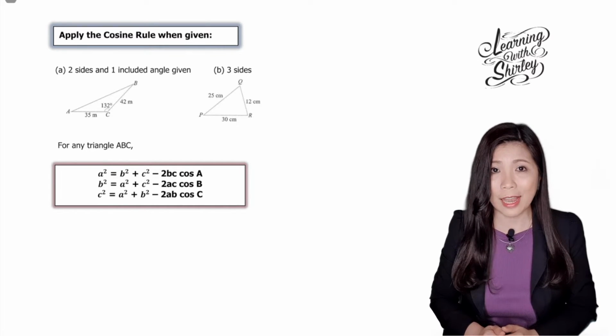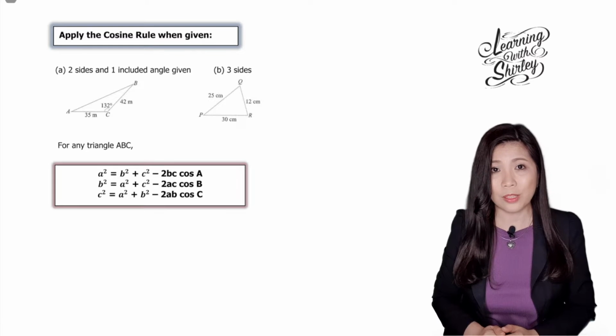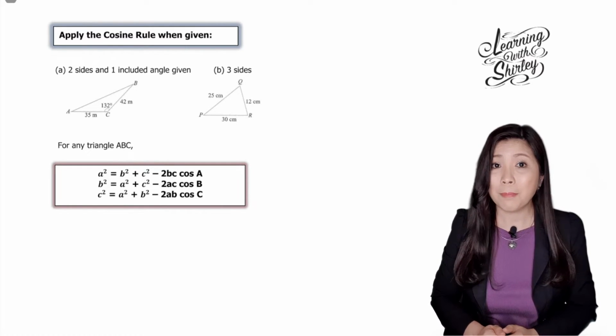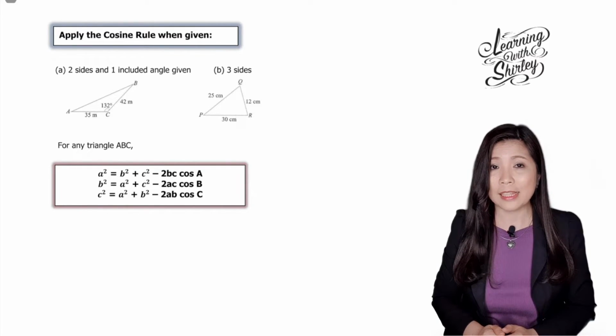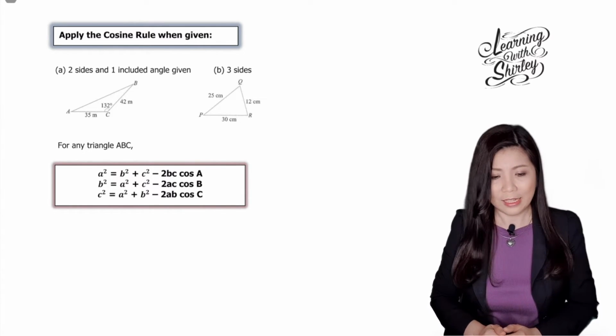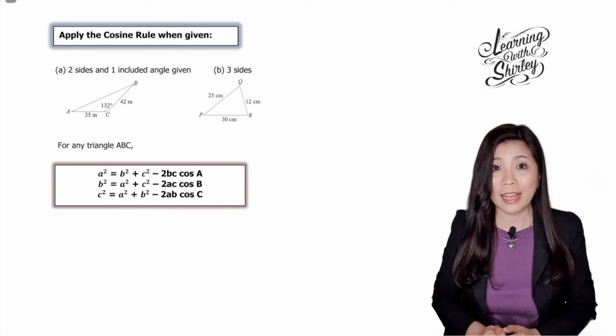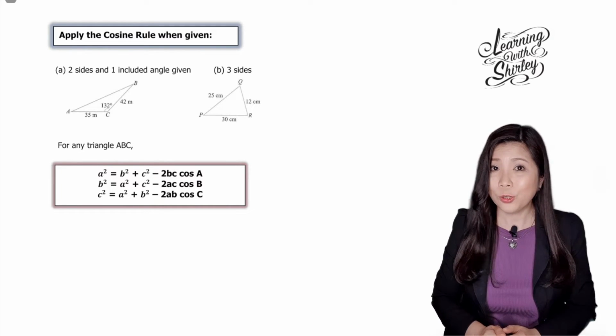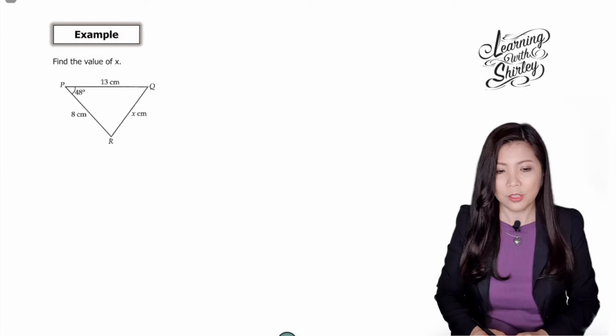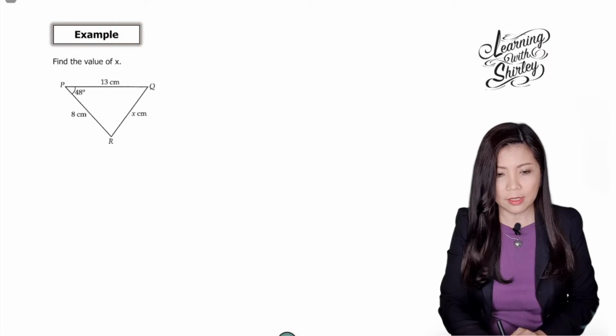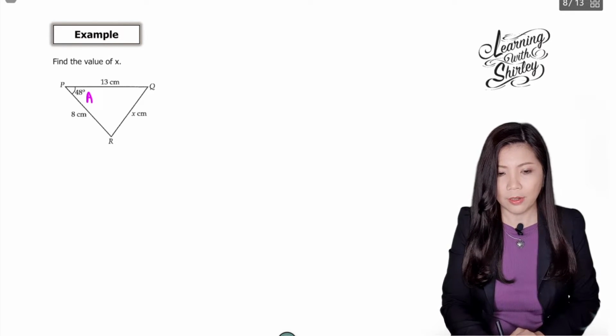The formula for the cosine rule is a squared equals b squared plus c squared minus 2bc cos A, or b squared equals a squared plus c squared minus 2ac cos B, or c squared equals a squared plus b squared minus 2ab cos C. Let's look at this example. Here one included angle and two sides are given. Let's say this is angle A, so therefore these are B and C.